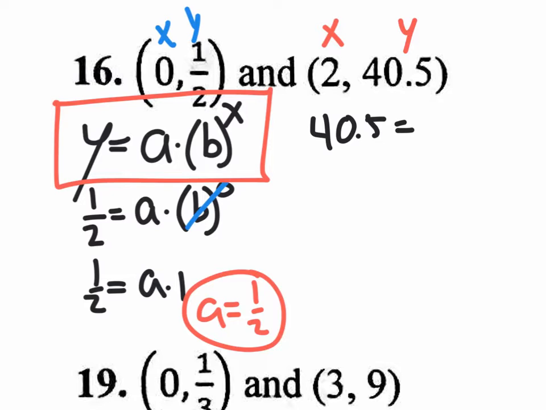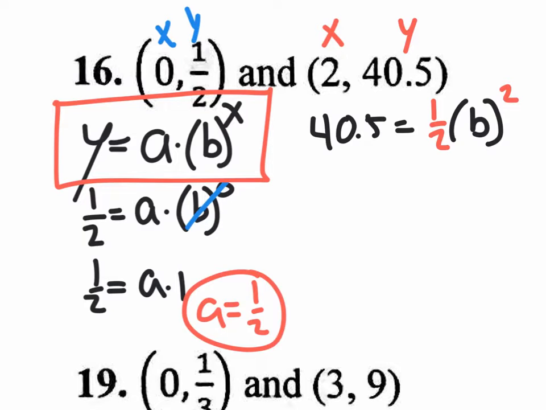So we're going to have a new equation that says 40.5 equals a, the a value is 1/2, times b, the b value we don't know yet, to the power of x, and in this case, it's the power of 2. Okay? So let's start solving for b.